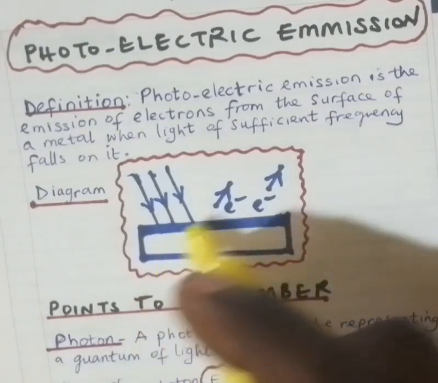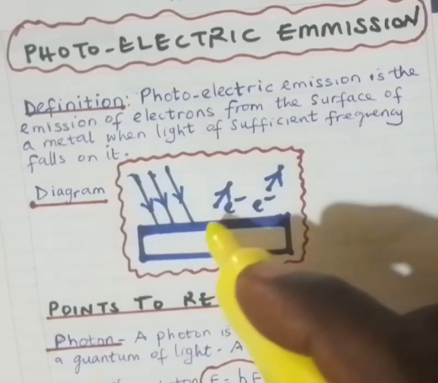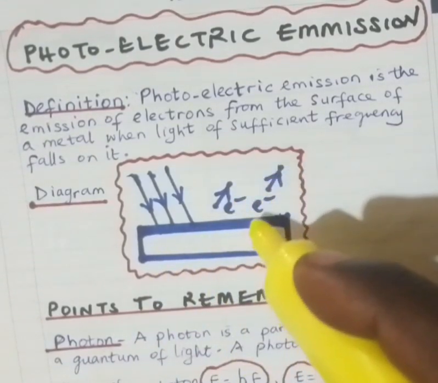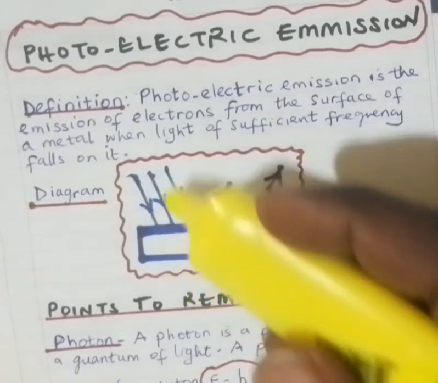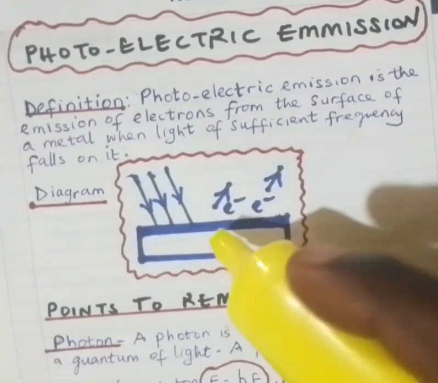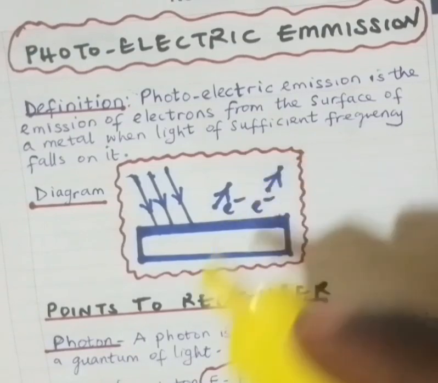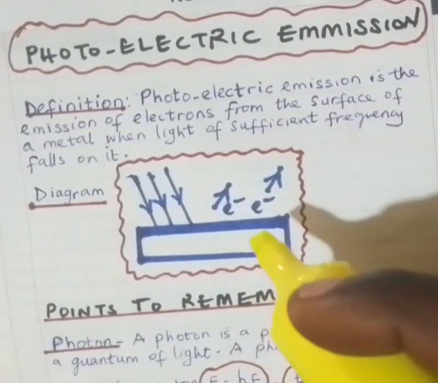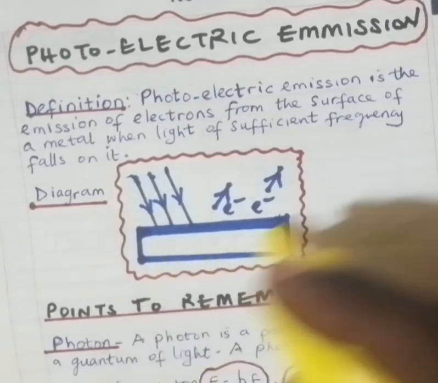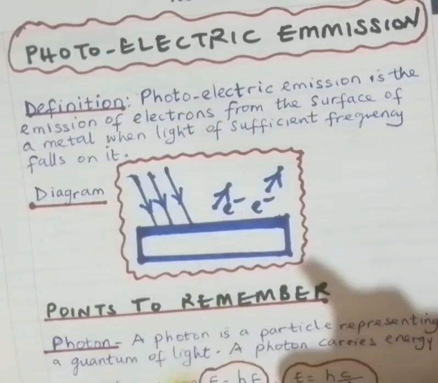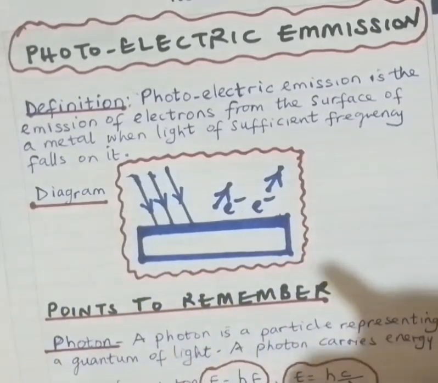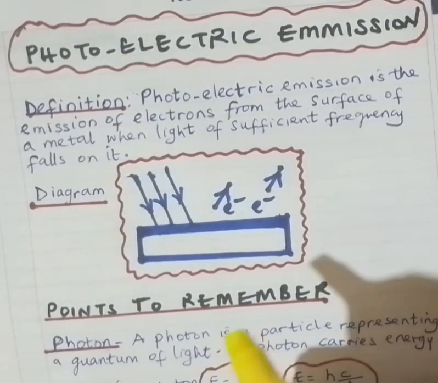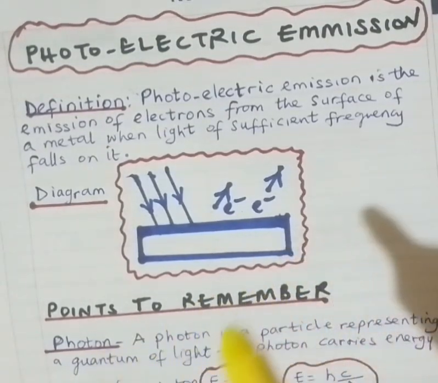This blue line is the metal, and you can see electrons that have been ejected from the surface of the metal. It is this incident light that causes the ejection of these electrons. When the incident light reaches a particular frequency, it will cause the electrons to be ejected from the surface of this metal. It's very, very straightforward. It is just light causing ejection of electrons from the surface of a metal.